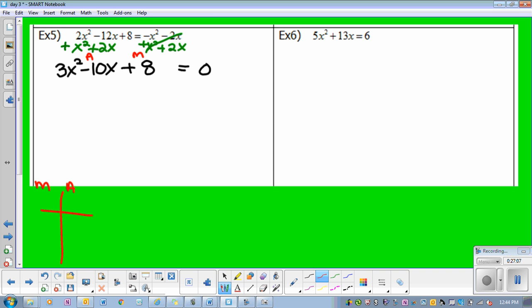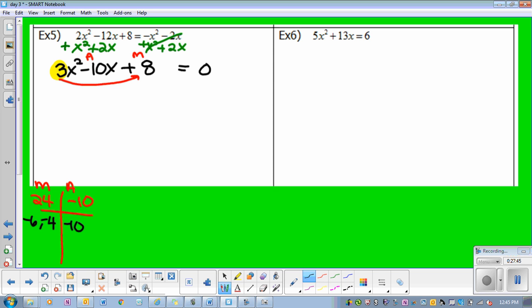So is my M number 8? No, it's not, because you have this 3 in front. Now when you have a number in front of that x, you need to multiply it over. So 3 times a positive 8 gives me 24. My A number still stays the same though, right? Negative 10. So what are two numbers that multiply to give me 24 but add to give me negative 10? Negative 6 and negative 4, because it has to add to give me negative.